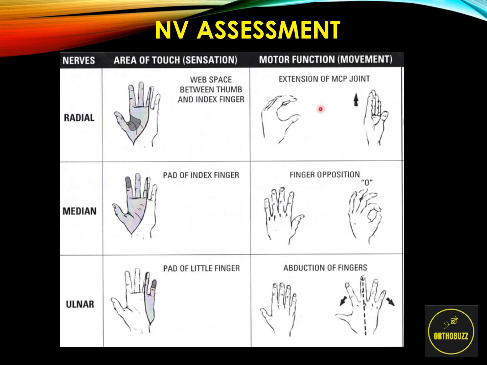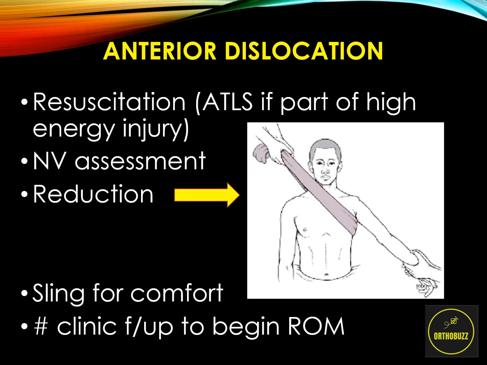Testing the motor function, we're going to ask the patient to straighten their hand to test the radial nerve, ask the patient to make an OK or a 0 sign to test the median nerve, and also ask the patient to make a star-shaped sign to test the ulnar nerve. These three key areas. Assuming those three are absolutely fine, we now need to think about how we're going to put the shoulder back in the joint.